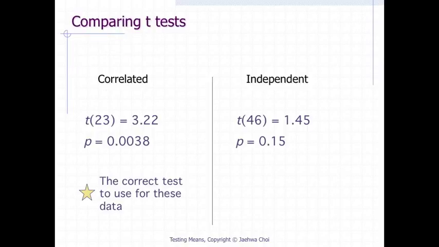If you had mistakenly used the method for an independent groups t-test with these data, meaning that you forgot that the same subjects contributed scores in both the D0 and D60 conditions, you would have found that t equals 1.45, df equals 46, and p equals 0.15. That is, the difference between means would not have been found to be statistically significant, even though the difference was significant when the appropriate test, the correlated t-test, was used.